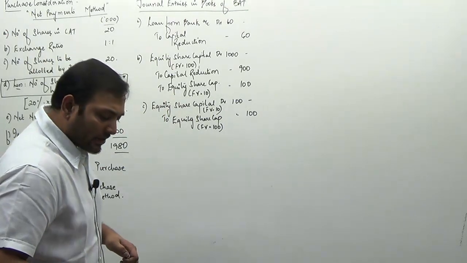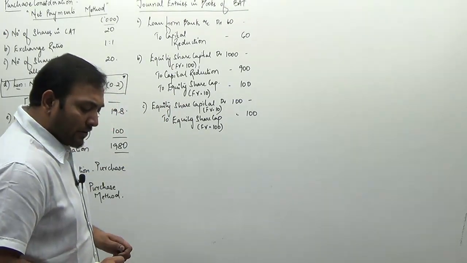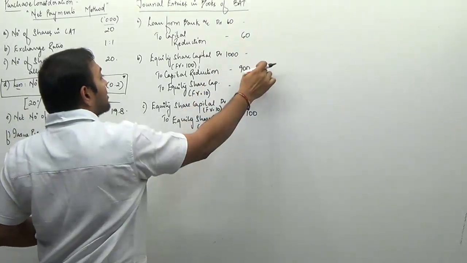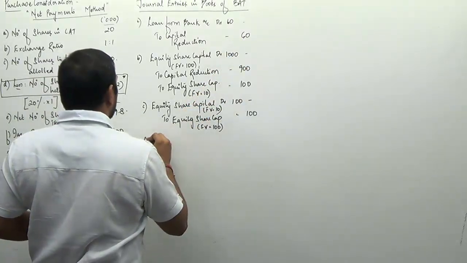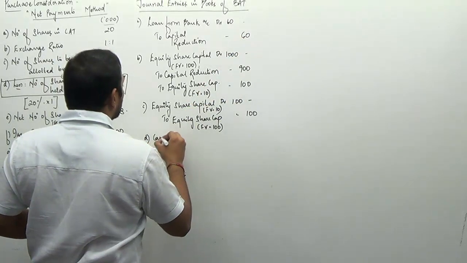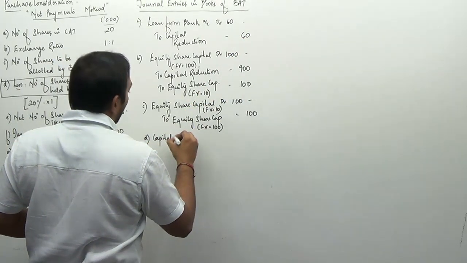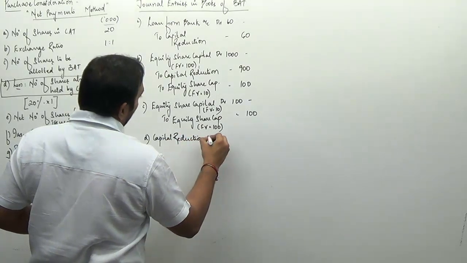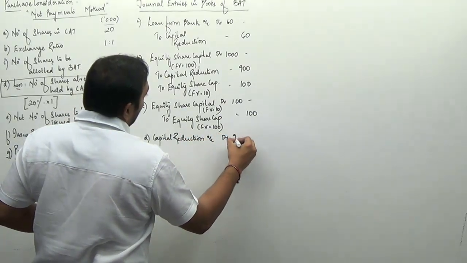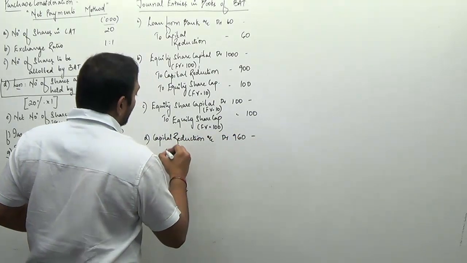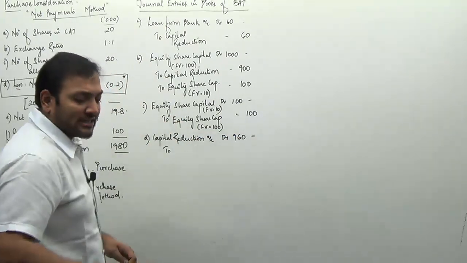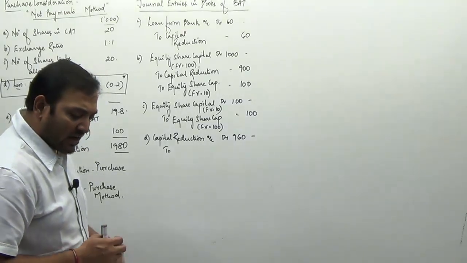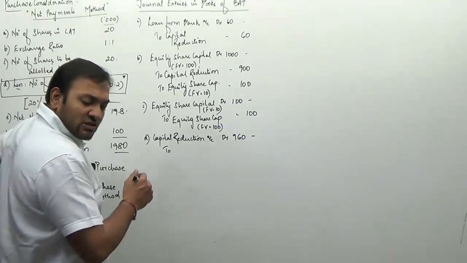That's it. In the internal reconstruction process, identify the total capital reduction. Capital reduction 60, capital reduction 900. So my total capital reduction is ₹960. Utilize it to write off fictitious assets. BAT Limited's fictitious assets are accumulated loss of 800.